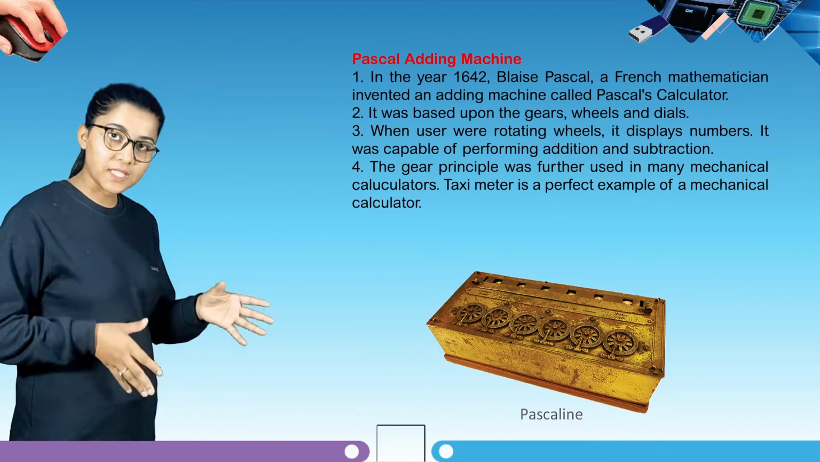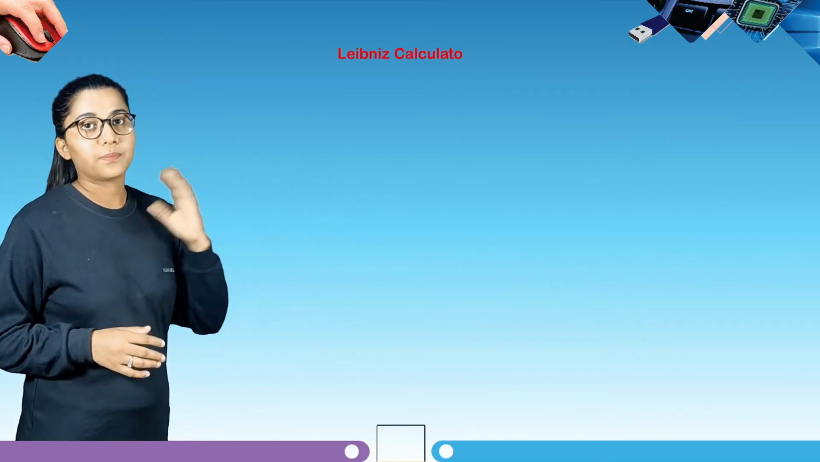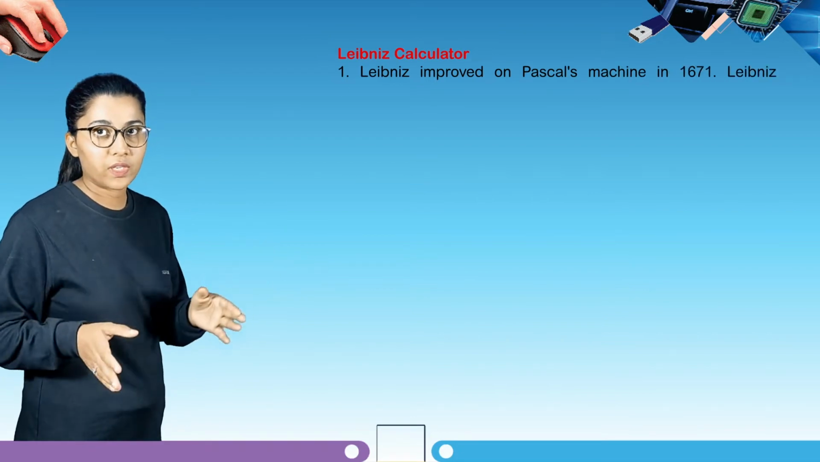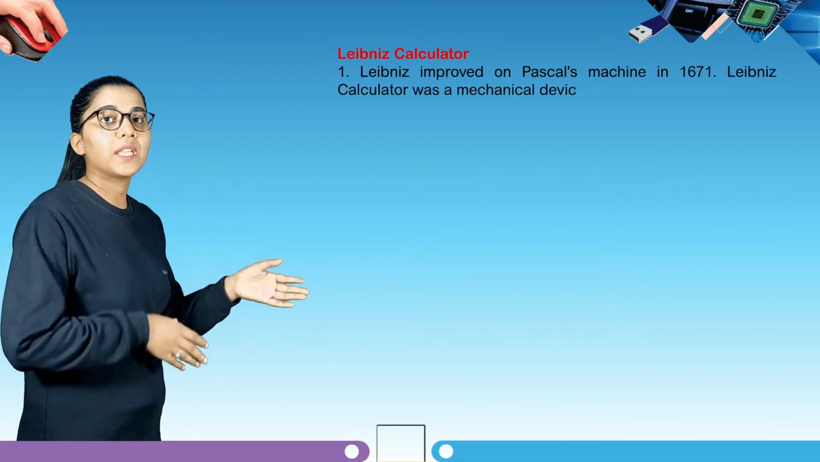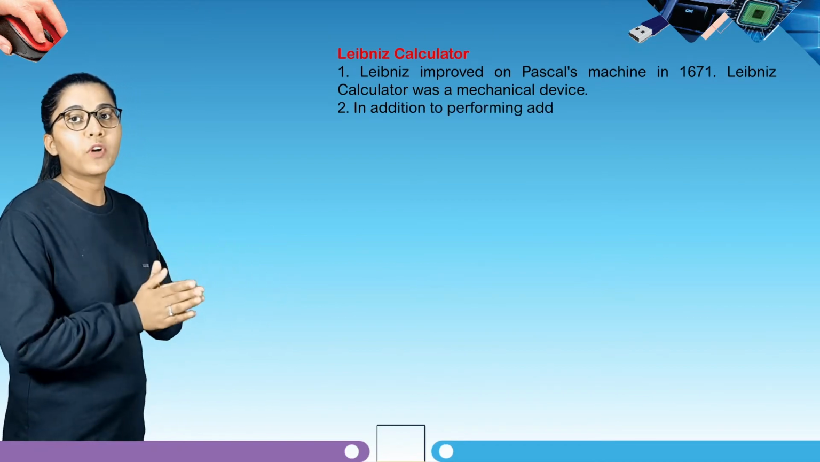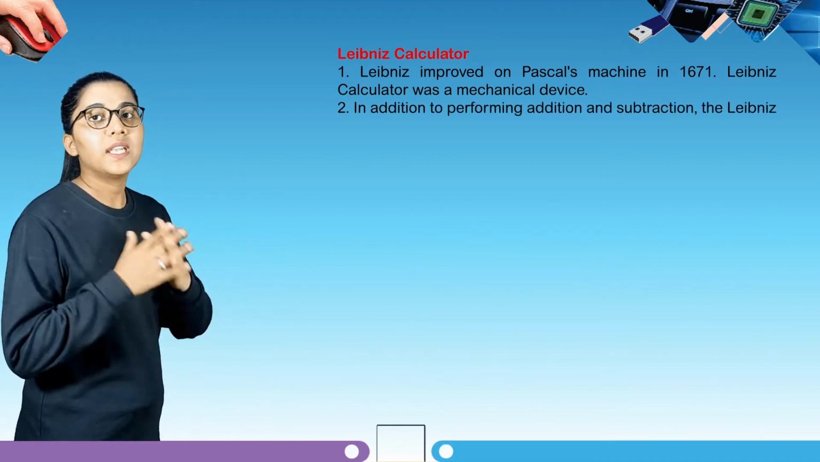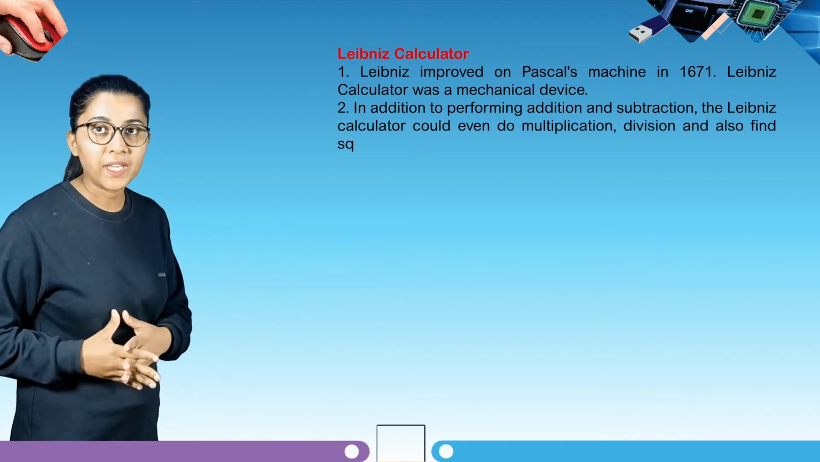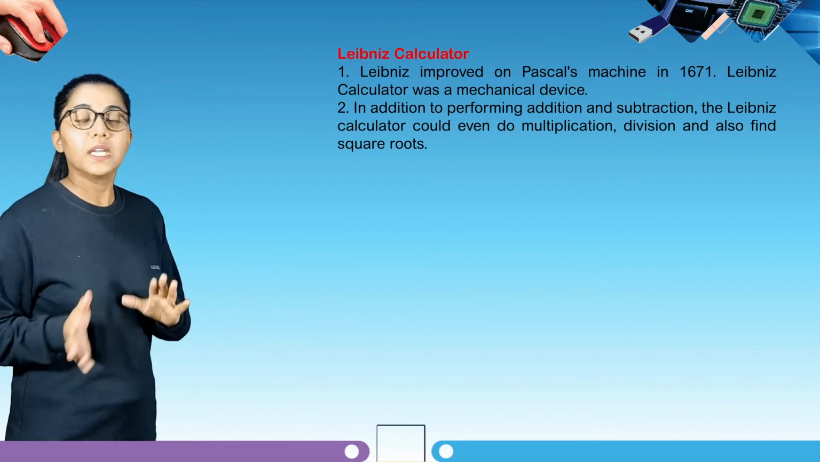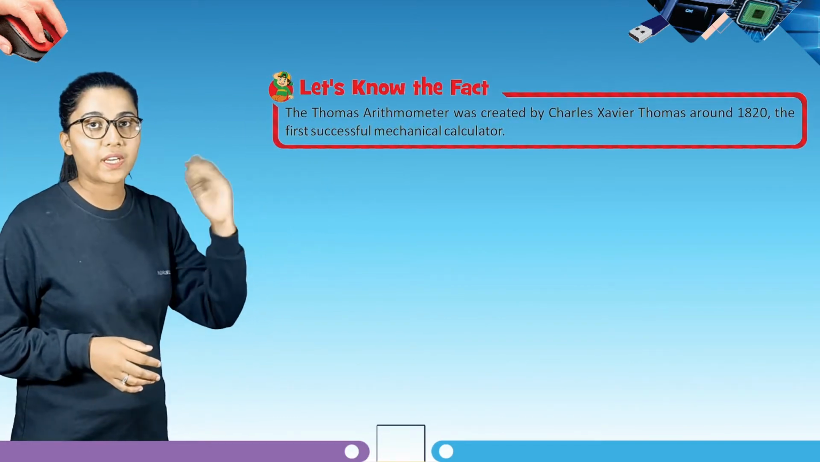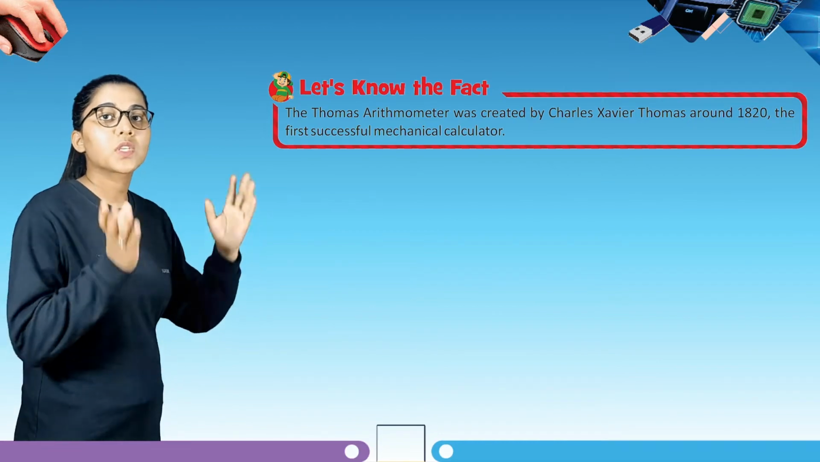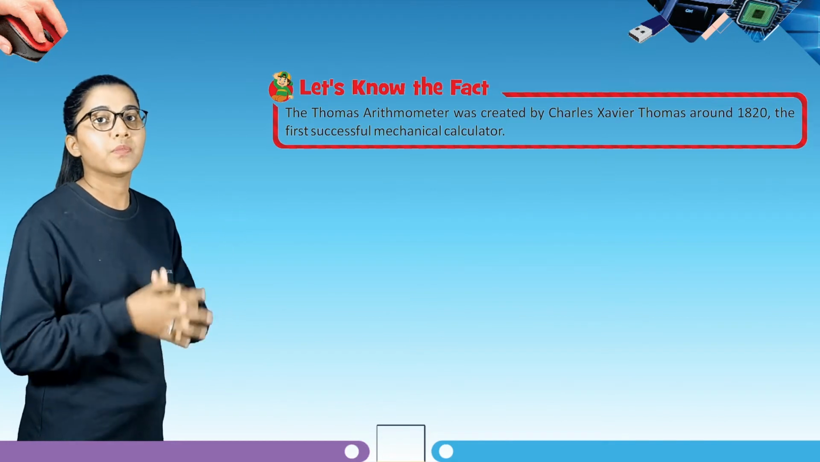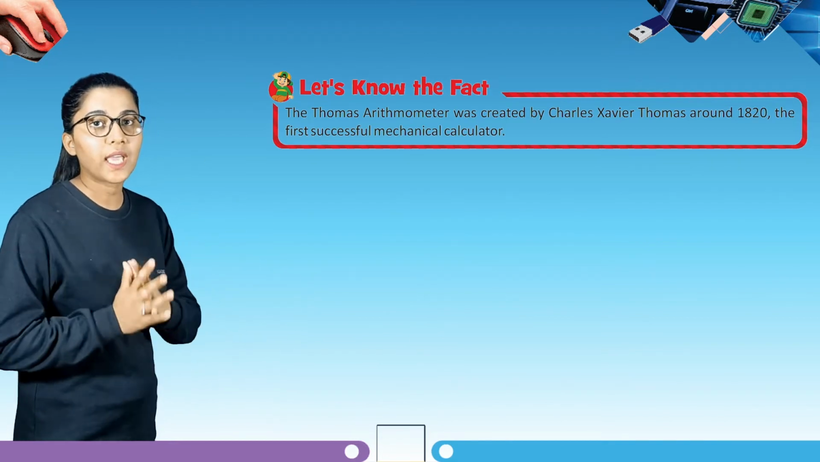Now students, our next device is Leibniz calculator. Leibniz improved on Pascal's machine in 1671. Leibniz calculator was a mechanical device. In addition to performing addition and subtraction, the Leibniz calculator could even do multiplication, division and also find square root. Now students, it's time to know an interesting fact. The Thomas arithmometer was created by Charles Xavier Thomas around 1820, the first successful mechanical calculator.